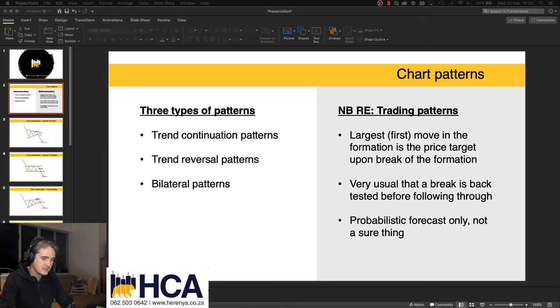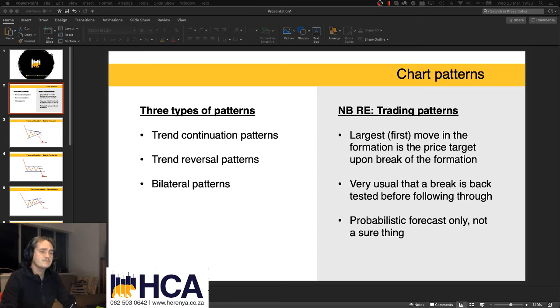And then bilateral patterns are patterns where, regardless of whether it's a bull or bear trend, the pattern itself can break both ways. And there are some contradictory things within that. For example, pennants and triangles: you get a symmetrical triangle and then you get a bullish and a bearish pennant, and in truth they are the same thing. So it is up to you whether you interpret them as bilateral patterns or as trend continuation patterns, as is the case.